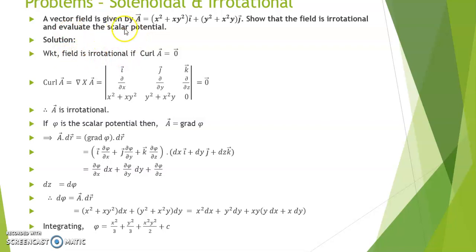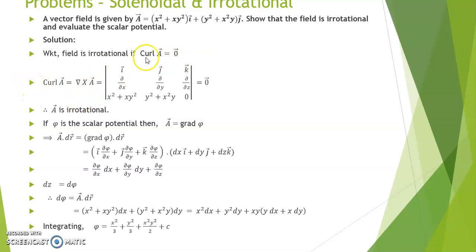Right. So they have already given this vector is solenoidal. Show that the vector is solenoidal. I'm sorry, show that the vector is irrotational. So what do you mean? For an irrotational vector, the curl of that vector will always be 0.